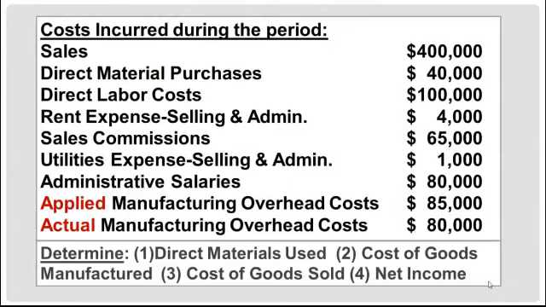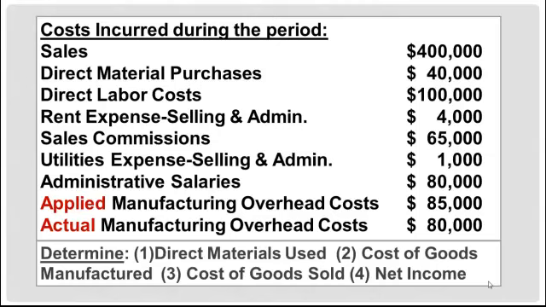We're then given some current information that happened during the period. Sales were $400,000, direct materials purchases $40,000, direct labor costs $100,000, rent expense on the selling and administrative facility was $4,000, sales commissions $65,000, utilities expense for the selling and administrative facilities $1,000, administrative salaries $80,000, applied manufacturing overhead costs $85,000, and actual manufacturing overhead costs were $80,000.